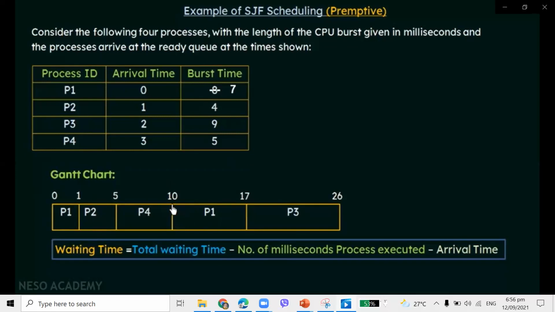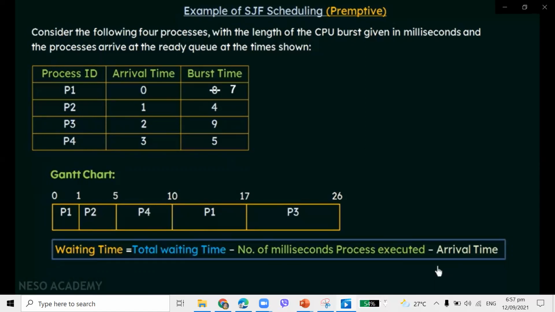So here you see that at the 10th unit of time or at 10 milliseconds, P1 got the CPU. So the waiting time of P1 cannot be just said as 10 milliseconds because it has already executed some units of time over here. So 10 cannot be considered as its real waiting time. We have to subtract the number of milliseconds it has executed previously.